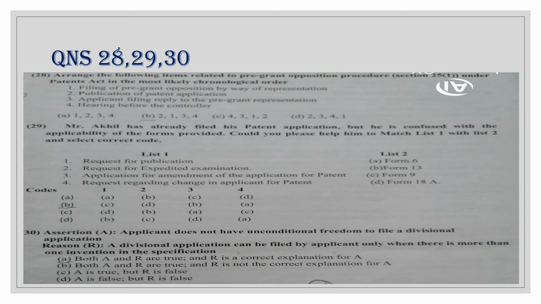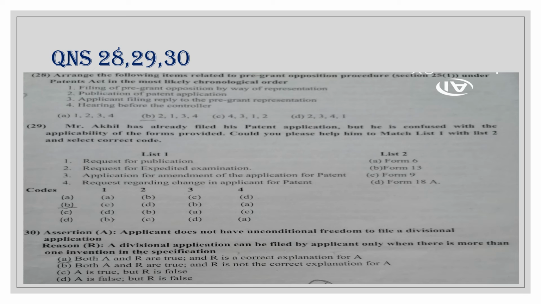Point number 1 is filing of pre-grant opposition by way of representation. Point number 2, publication of patent application. Point number 3 is applicant filing reply to the pre-grant representation. And point number 4 is hearing before the controller. And here there are some options, and the correct option here is B.